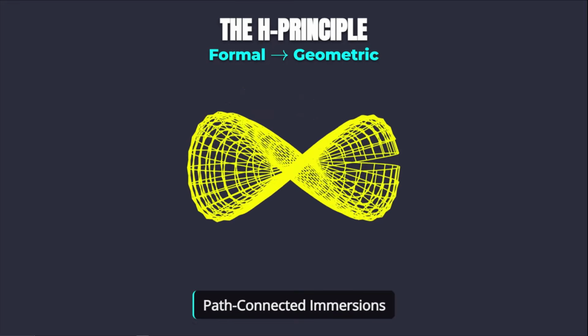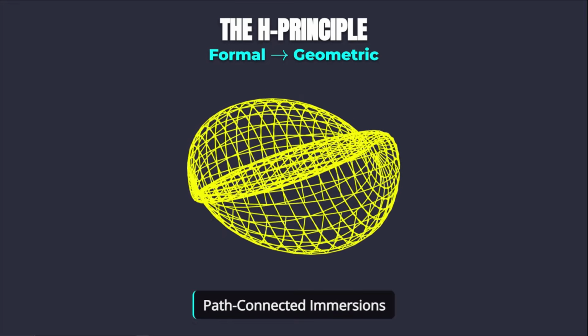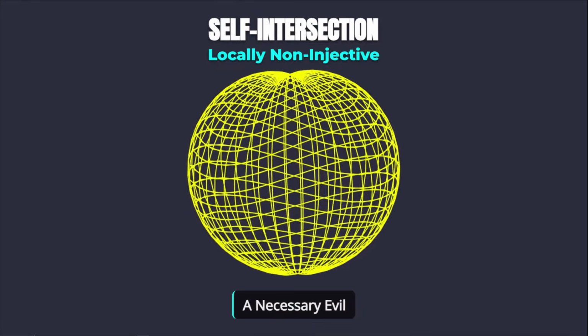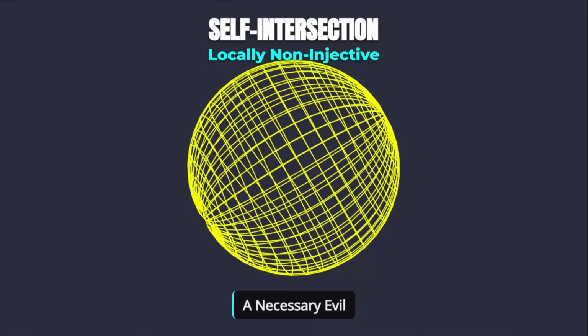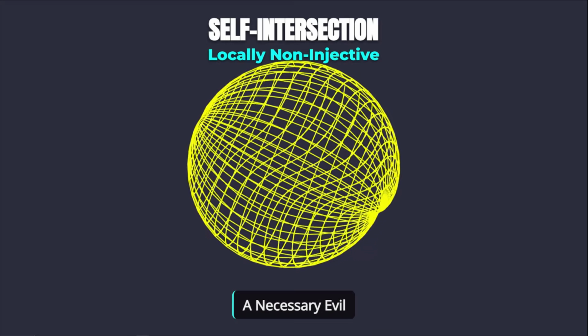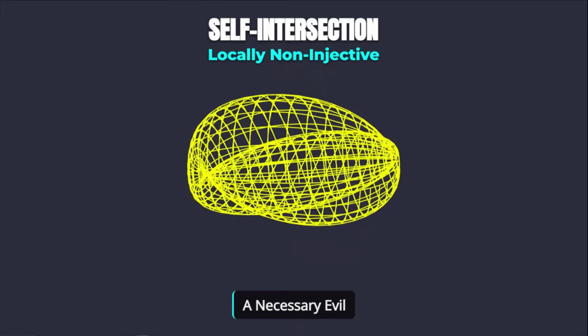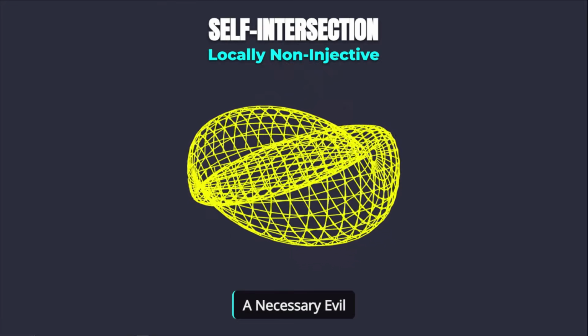Since tearing is forbidden, the only way to reverse the orientation is by allowing the surface to intersect itself. These self-intersections are necessary singularities in the immersion path. The surface must pass smoothly through itself, creating a curve of self-intersection where the surface is locally non-injective.